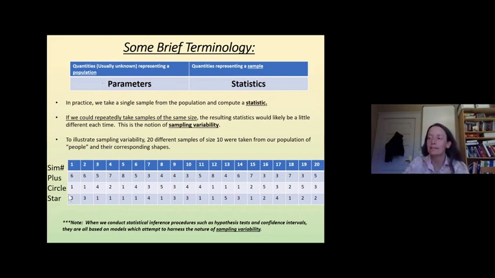So I conducted a simulation for us. In the first simulation, I got 6 pluses, 1 circle, 3 stars. The next one, I got the same.